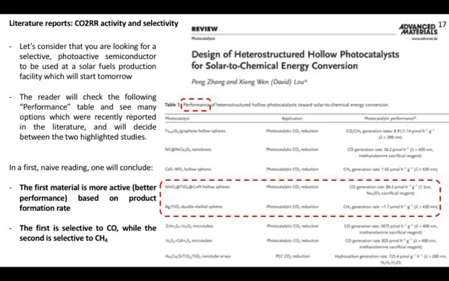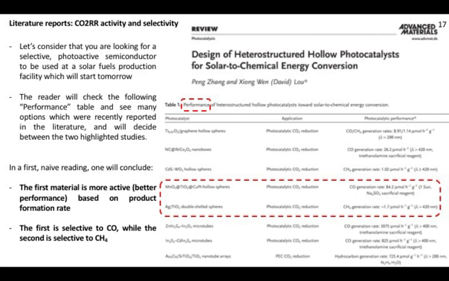So if you just look at this table and try to get some conclusions, on first reading, what would you say? Well, the first material looks more active because it generates 84 micromoles per hour per gram of CO2 reduction products, while the second one is less than 2 micromoles. And you would also say that probably the first one is selective for CO, while the other is selective for methane.